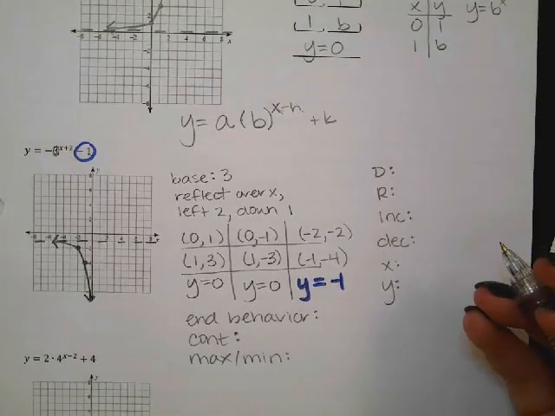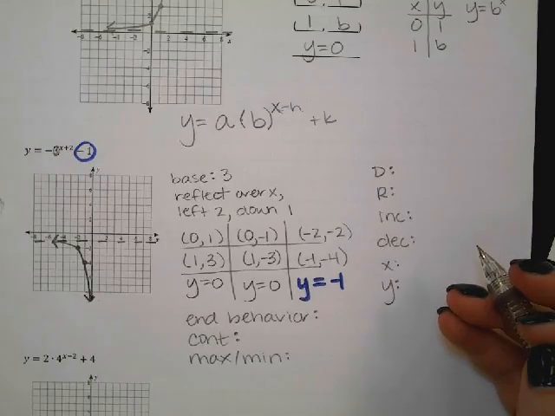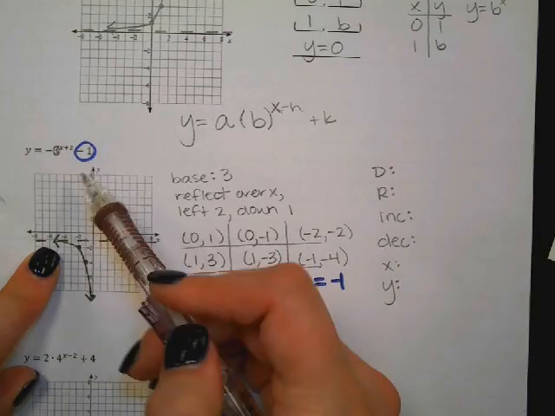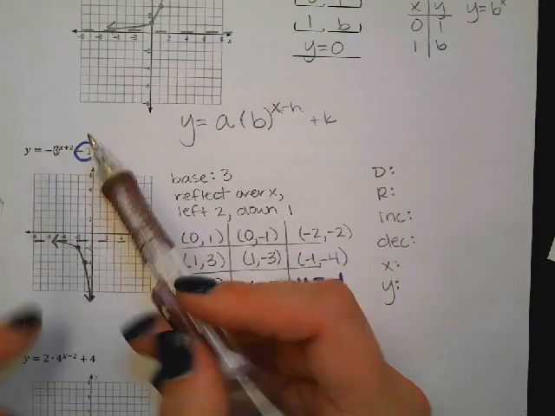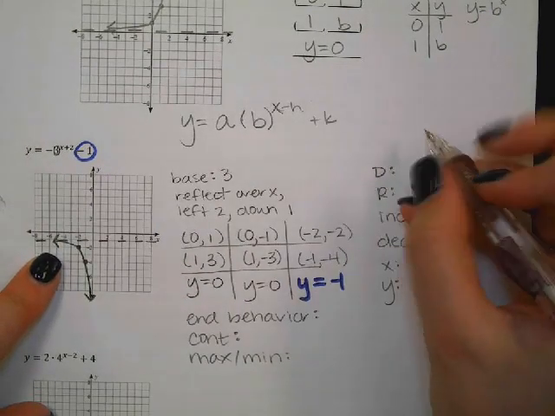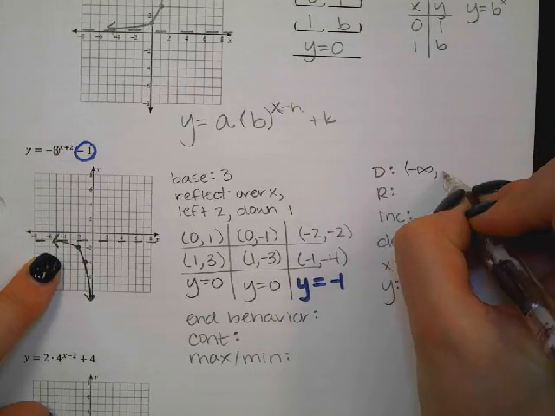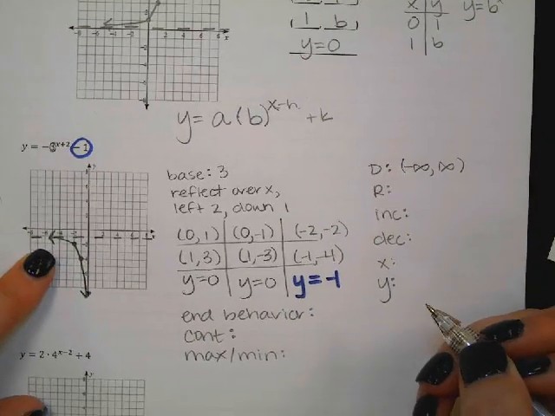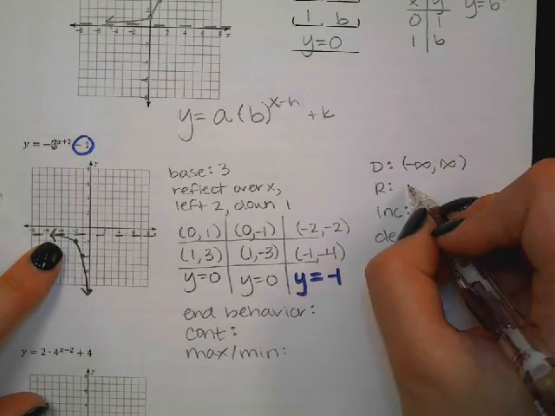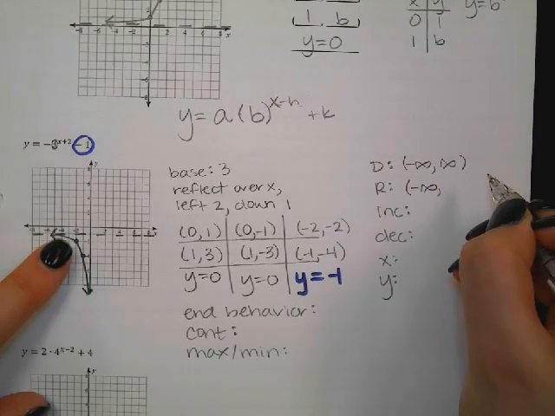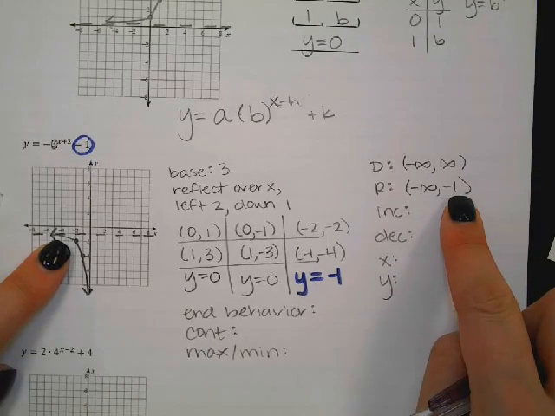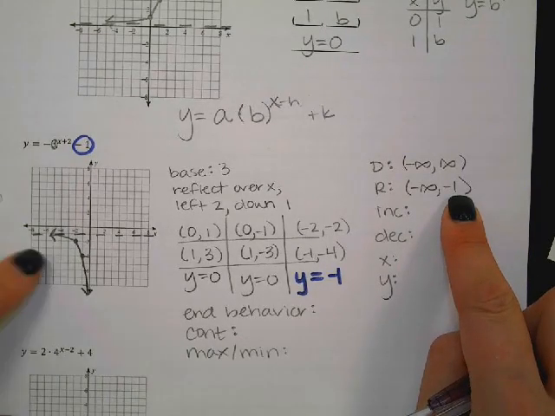Okay, so the domain represents all the x values that you can plug in, how far the graph goes left to right. There's no limitation to a number you can plug into an exponent, and we can see that in the graph because it goes left forever, it goes right forever. So for the domain, we're going to say -infinity to +infinity. The range here is definitely limited. It does go down forever, but it doesn't go up forever. So I'm going to say the range is from -infinity up to that horizontal asymptote of -1. This would be a parenthesis because we don't cross that horizontal asymptote, it just comes up to it.